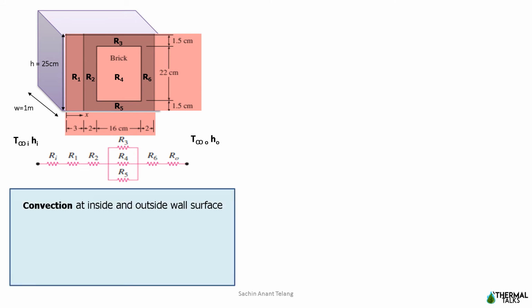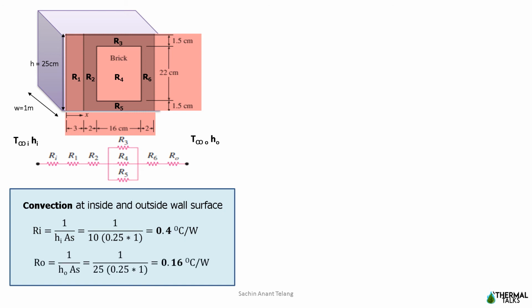So now I can write convection at inside and outside the wall surface. At inside, convective resistance is 1 over Hi into surface area. The surface area which is exposed is 1 meter width and 25 centimeter in height. So I get 0.4 degrees Celsius per watt. At the outside wall, it is 1 over Ho into surface area. Since it is the same structure, width is 1 meter and height is 25 centimeter. So convective resistance at the outside wall is 0.16.